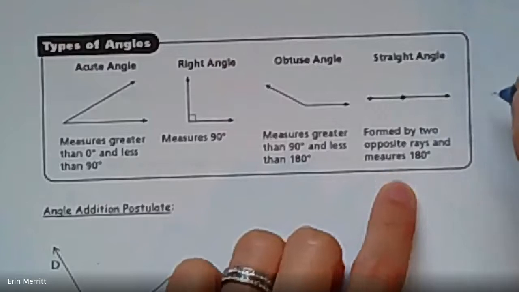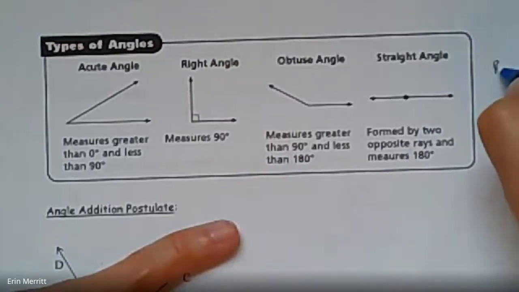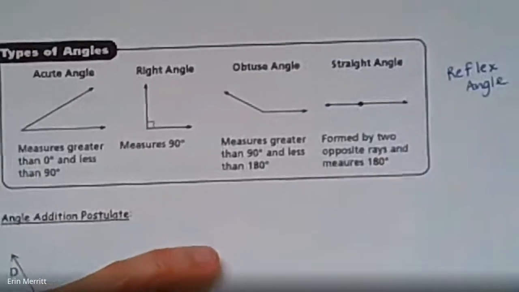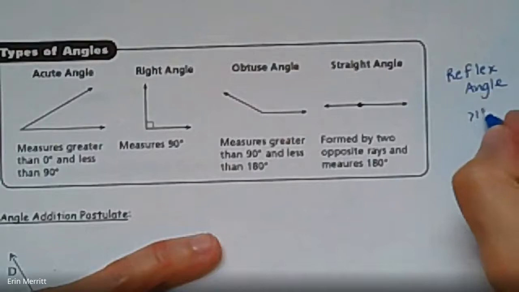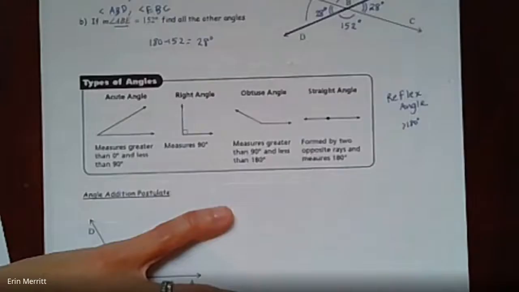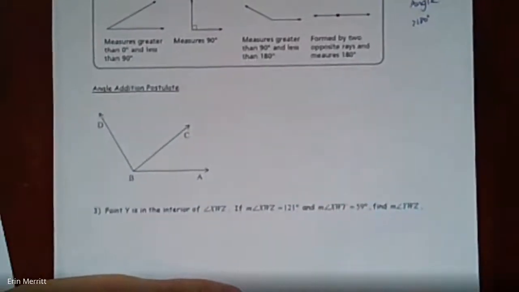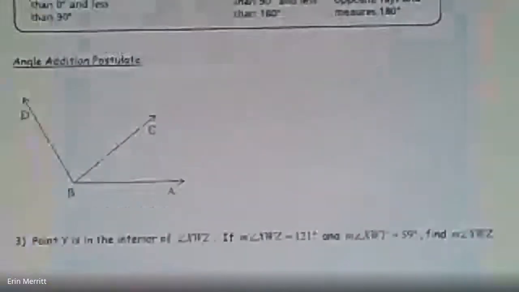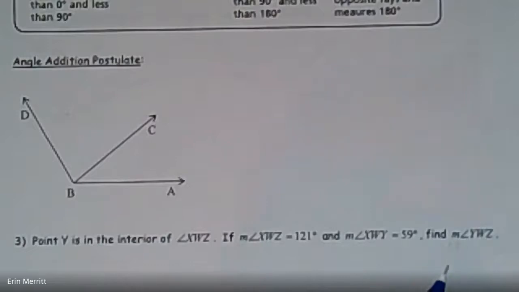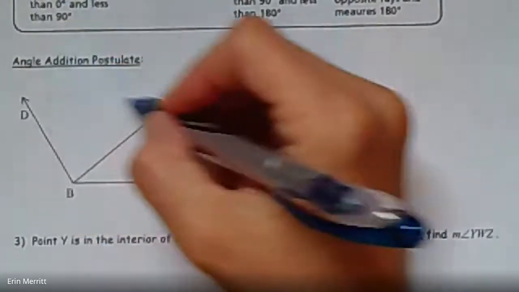If it is greater than 180, that's called a reflex angle. So fun little fact there. Oops, sorry, I'm off the page there. That's if it's greater than 180. All right, so let's talk about the segment addition postulate, but now in terms of angles, so it's called the angle addition postulate. Same concept, just as simple as if we add up the angles, we'll get the whole thing.